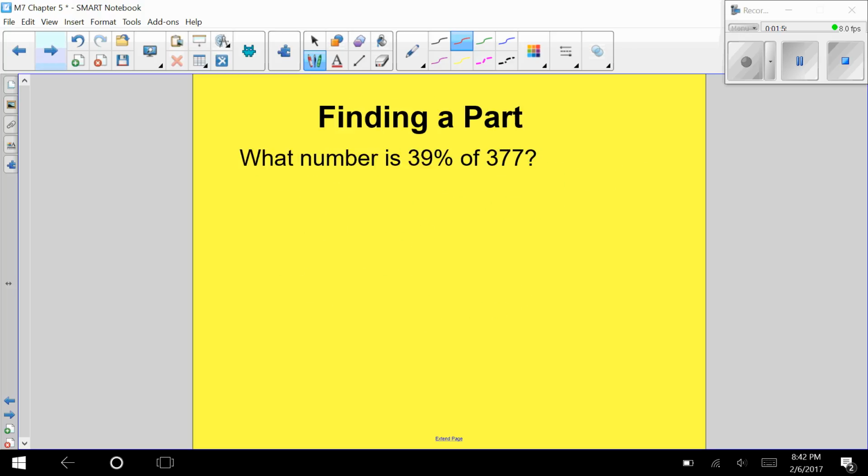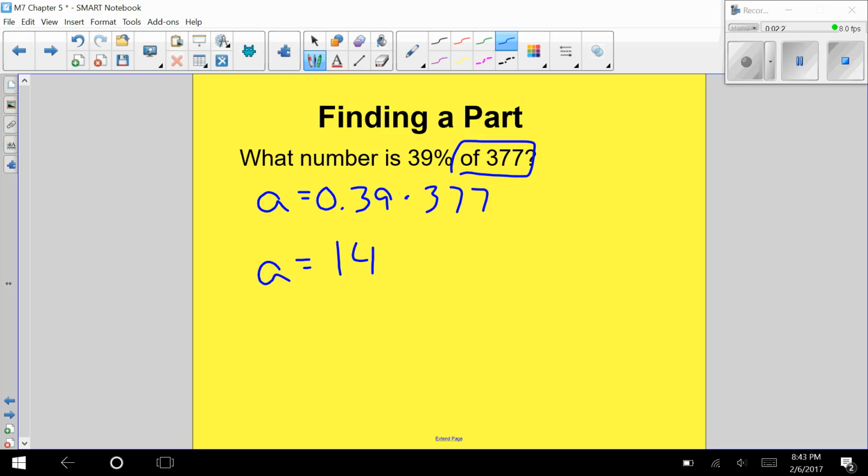Now, to find a part. We want to know what number is 39% of 377. In the last examples, we were finding the whole. So to find a part, it's actually much easier. The part is A. Of 377, that's our whole. So change 39 to 0.39 times 377. And now we just multiply. 0.39 times 377, A equals 147.03. And then we're done.